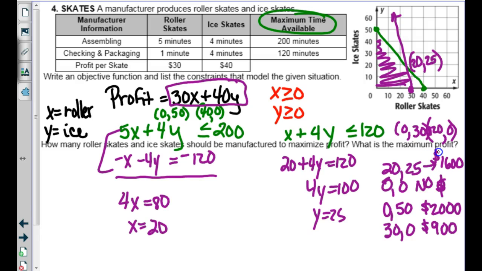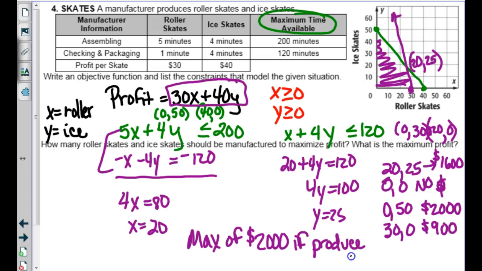All right. So how many roller skates and ice skates should we manufacture to maximize profit, and what is our maximum profit? So max of how much? If we make what? Yeah, we make only 50 ice skates. So that's a great example to show you that it's not always at that intersection point you had to find, okay? Anytime you change the profit equation, you're going to change where it is.